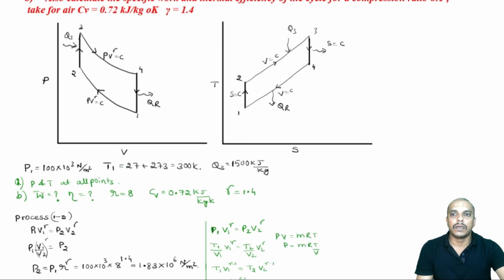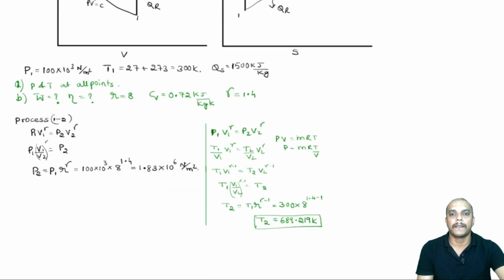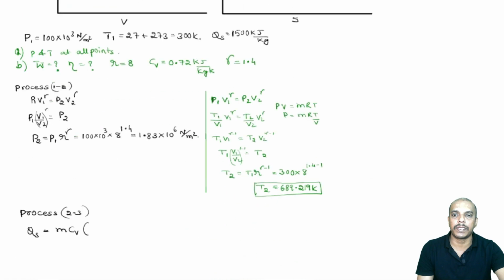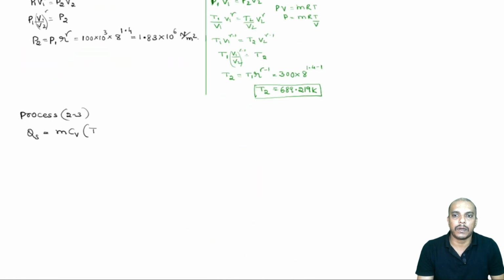Now, let us go to, maybe we will go to 2 to 3. Now, similarly, we can go for process 2 to 3. Now, what is process 2 to 3? Process 2 to 3 is heat supplied. Now, heat supplied is given to us, and for heat supplied we know the equation for a constant volume: m Cv dT, m Cv that is T3 minus T2. So, T3 minus T2.